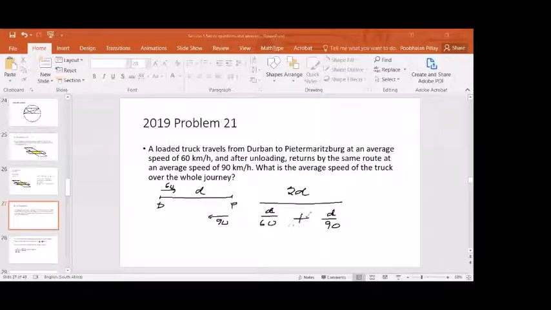This is what you're looking for. Total distance over total time. And you'll notice that the d's actually cancel, right? I'm not going to work this thing out. After this it is just a matter of technique. Let's see what the answer says.